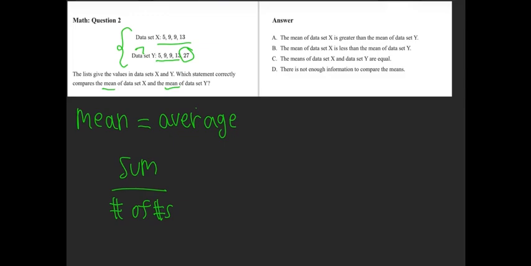Looking at the answer choices, we see that it's not going to be D, because we do have enough information. It's not going to be C, because dataset x and y are not equal, which means their averages won't be equal. Looking at A, it's going to be wrong because it's saying the exact opposite, that it's greater. Therefore, the answer is B. And we can see that B is correct because it says that the mean of dataset x is less than the mean of dataset y.